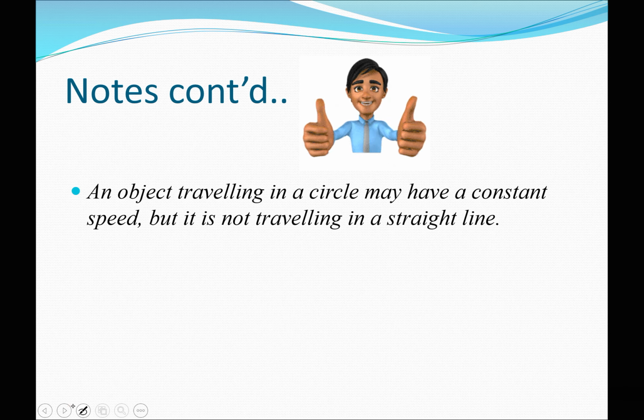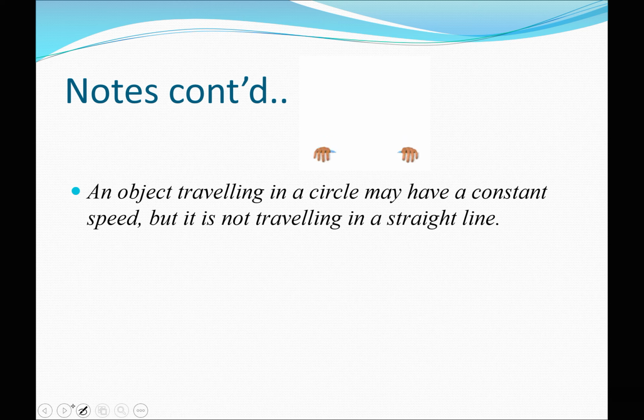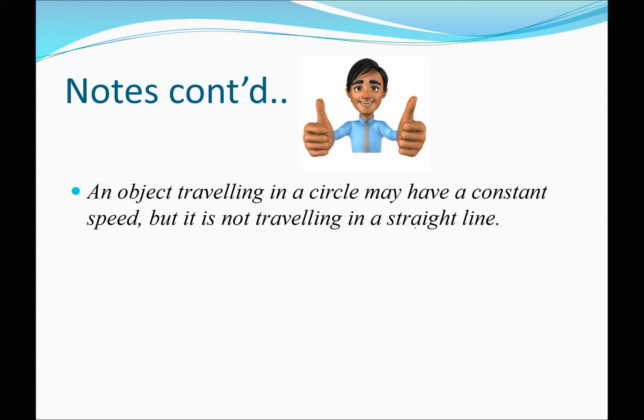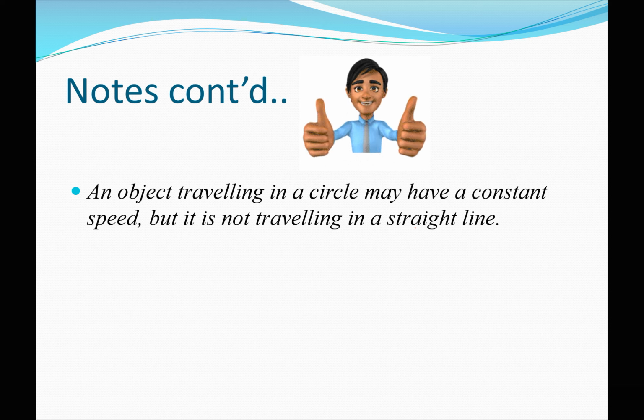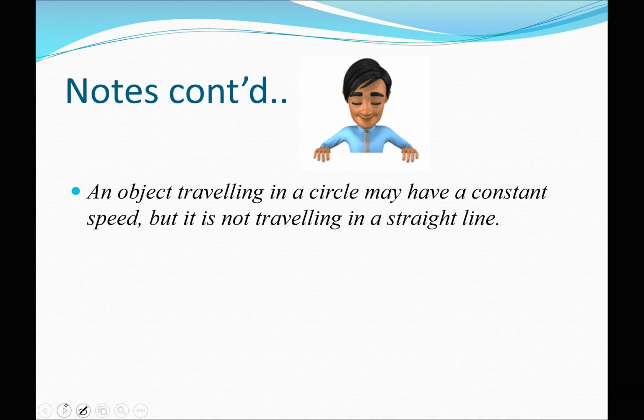So this is how we explain this. An object traveling in a circle may have a constant speed but is not traveling in a straight line as predicted by Newton's first law. Because for the first law, the body is either at rest if the resultant force is zero, or it is moving in a straight line at a constant speed. But this one is not at rest in the first place. It is moving. Number two, it is not moving in a straight line. That means even if the speed is constant, the velocity cannot be considered constant.